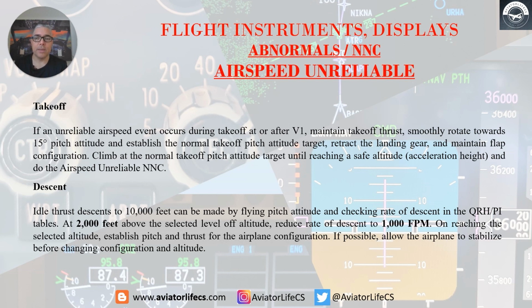Climb at the normal takeoff pitch attitude target until reaching a safe altitude, acceleration height, and do the airspeed unreliable non-normal checklist. During the descent, idle thrust descents to 10,000 feet can be made by flying pitch attitude and checking rate of descent in the QRH performance in flight tables. At 2,000 feet above the selected level off altitude, reduce the rate of descent to 1,000 feet per minute. On reaching the selected altitude, establish pitch and thrust from the airplane's configuration. If possible, allow the airplane to stabilize before changing configuration and altitude.